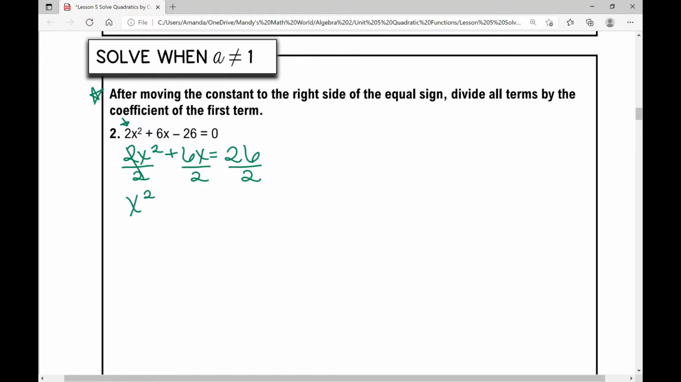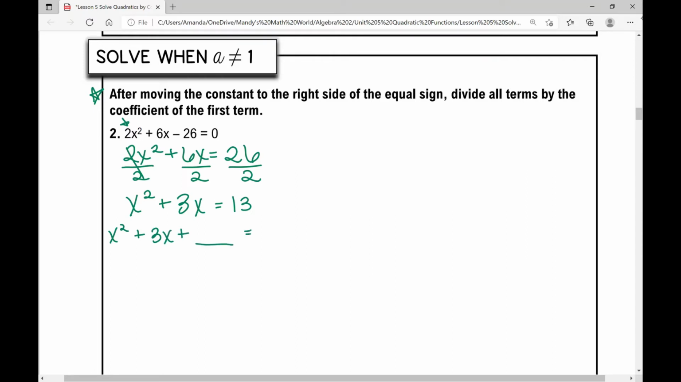That gets rid of that. So now we have just an x squared in our first term, plus 6x divided by 2 is 3x, equals 13. And now I'm going to add b over 2 squared to both sides.